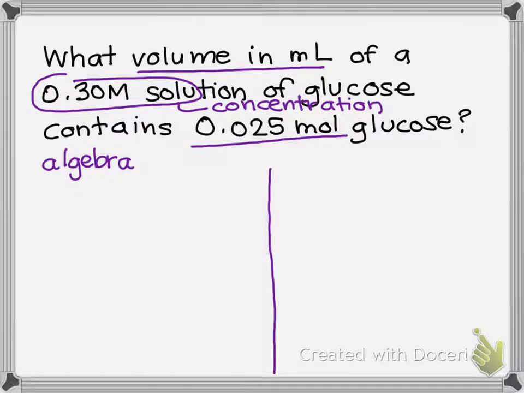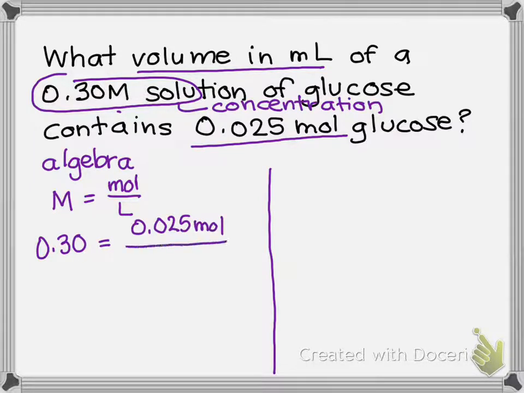So the first way is to use just your math. I know that the molarity, the concentration, equals moles over liters. They've given me the molarity, and they've given me the moles, and I don't know the liters. I'll put V there for volume. To solve for V, I'll multiply it up because it's in the denominator right now. And this is what I get.